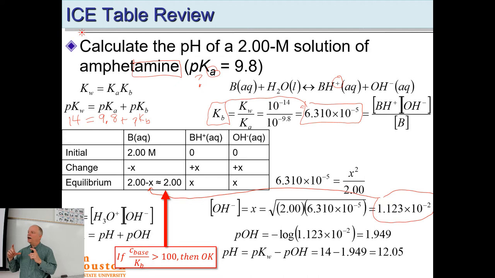Instead of using a bracket for that, you can just label it C base. So that would be the concentration of the base, 2 molar. And so you can use this nominal concentration. If that's greater than your equilibrium constant by a factor of 100, then this assumption is good. So if you look at this, we made that assumption. And so this is a nice rule of thumb. You'll have less than 1% error if this works. Okay. So C base over KB, if that's greater than 100, then you're okay with that assumption. So that's a nice rule of thumb.